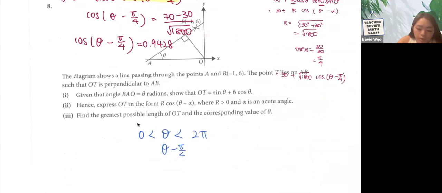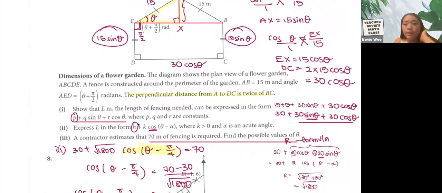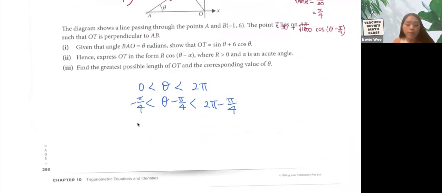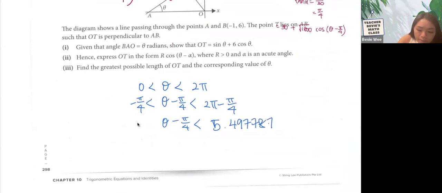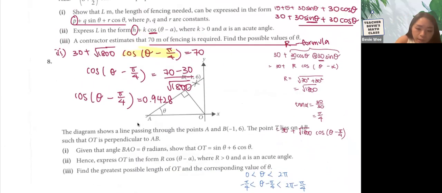Now I got theta minus pi over 4, 2 pi minus pi over 4, and negative pi over 4. But looking at the application questions of this, do you think that your theta can be negative values? For sure, no. How can there be a negative angle? Cannot be. So just keep in mind, it's going to be positive: 2 pi minus pi over 4. I'm just going to change it to decimal first. Okay, this is my range. I'm going to leave it by the side. Now let's get started on solving it.